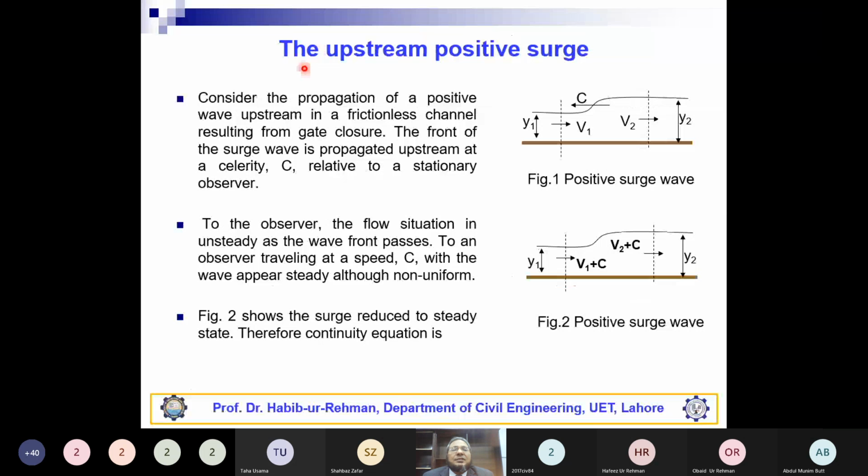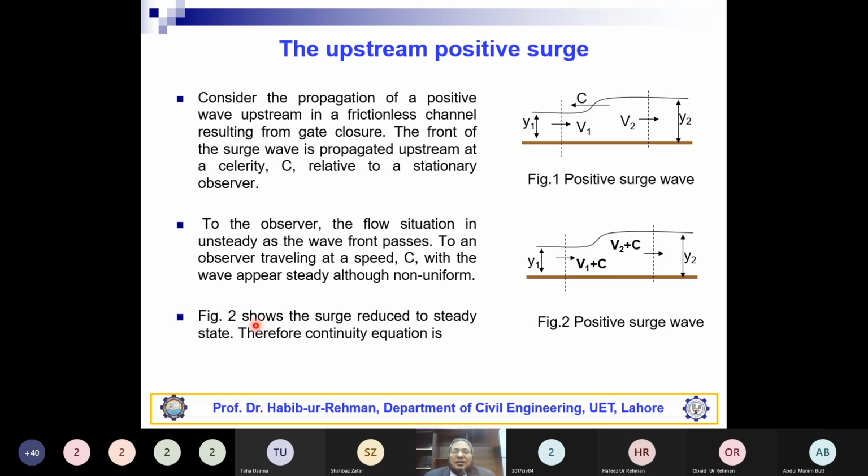Now we want to discuss the upstream positive surge. We are considering the longitudinal section of this channel. This is the bed of the channel, this is section number one, and this is section number two. This is a surge which has been produced due to sudden closure of the valve. This C is the surge velocity, which is also called celerity. At this section, Y1 is the depth of flow, and at this section, Y2 is the depth of flow. V1 is the velocity of flow at section one, and V2 at section two. Relative to the surge, the velocities would be V1 plus C here, and V2 plus C here.